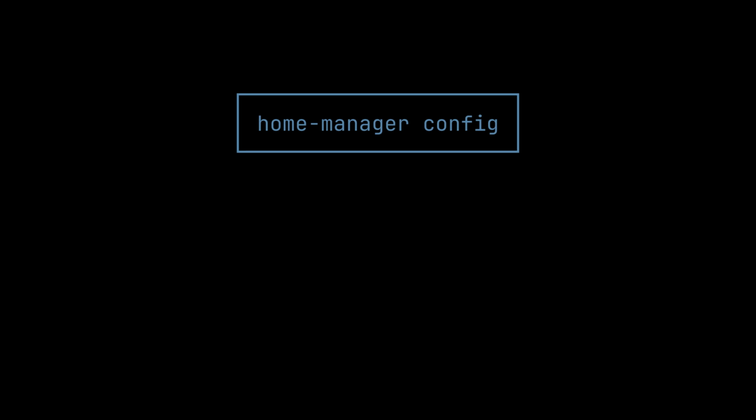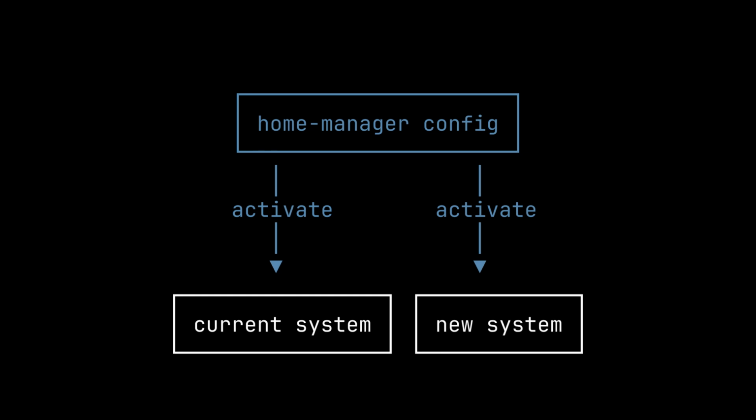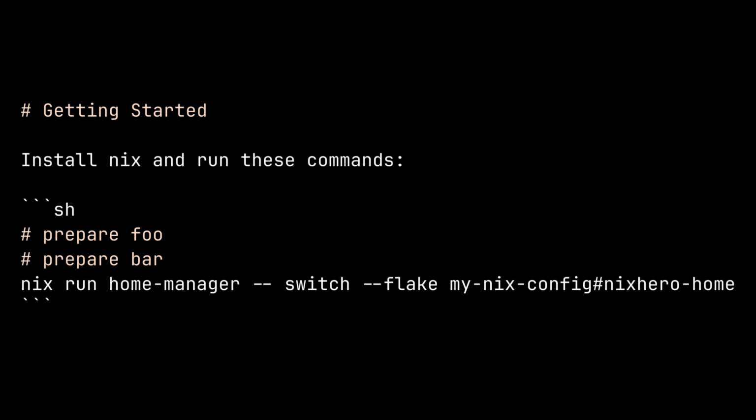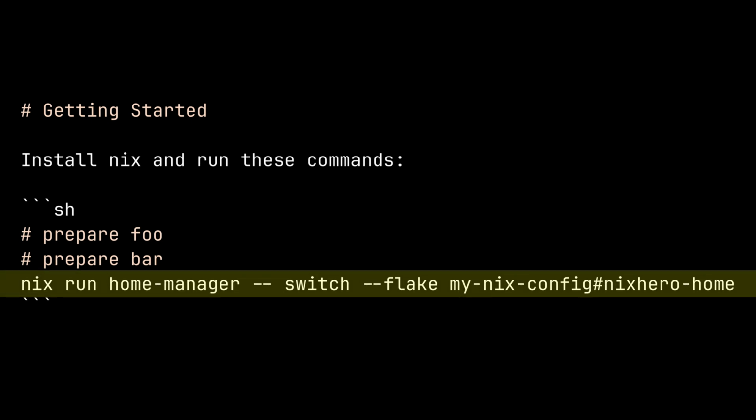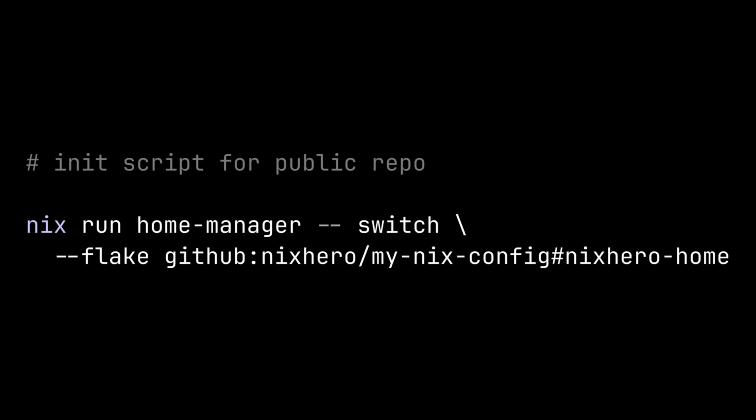So in future, when you want to reinstall your current system or when you move to a new system, you can expect Home Manager to recreate your home directory configuration with only a couple of commands. To do that, I would recommend to create an init script which will recreate your Home Manager configuration with a single copy paste. For the activation part, it can be done with a single home-manager switch command. And if you put your configuration on a public repository, you don't even need to clone it locally.